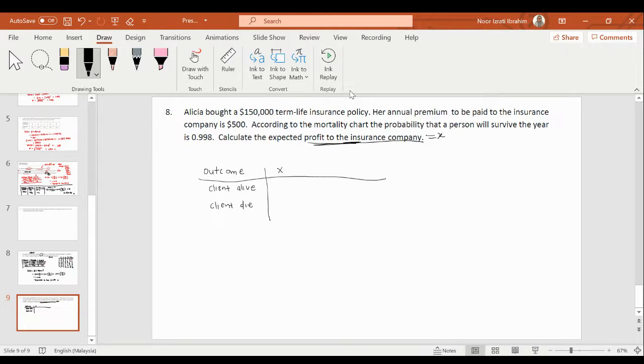So if alive, it means the client pays $500 to the company. If alive, the company does not have to pay anything to the client, so the company will get a profit of 500 dollars. If the client dies, what happens? The company has to pay the policy of 150,000, which is not really 150,000 because the client already paid $500. So the total loss of the company will be 149,500. To indicate that this is the loss of the company, we put a negative here.